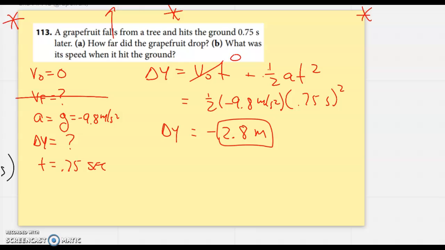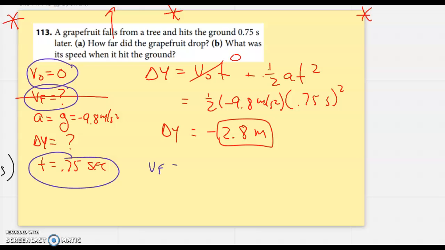And part B said, what was the speed when it hits the ground? Well, there's a kinematics equation that makes that pretty easy too. If I know that the initial velocity was 0 and the time is 0.75 seconds, and now this time I do want to know the final velocity, I can go over on my formula sheet and say final velocity equals initial velocity plus acceleration times time. And so I would say that's 0 plus negative 9.8 meters per second squared times 0.75 seconds.